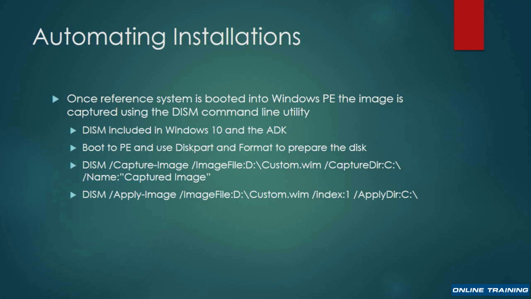On the other side, I'm going to use Windows PE, DiskPart and format, and then the /apply-image parameter to DISM. Okay, specifying an image file. So once again, we've mapped a drive. Index 1, that just speaks to the fact that it's the first image in the file. Remember, you can have multiple images in a file. And then /applydir, and then we put C drive there. Okay, so those are the steps that you would use to actually capture the image and to apply it.